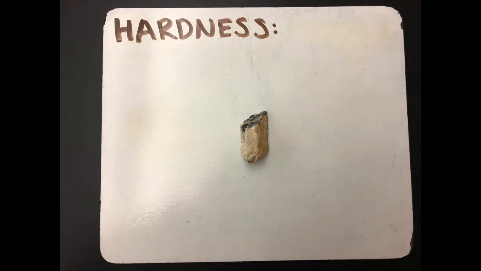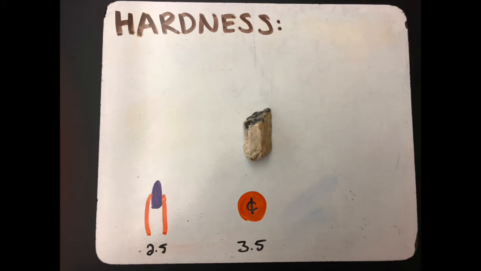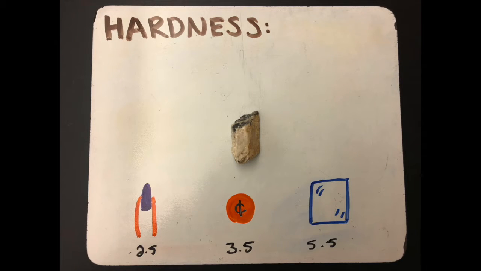Next is hardness. The hardness of a mineral is another characteristic that can really help identify a mineral. All you need is your fingernail, whose hardness is 2.5, a penny, whose hardness is 3.5, and a glass plate, whose hardness is 5.5. Scrape each material against the mineral to see which one, if any, scratch the mineral.